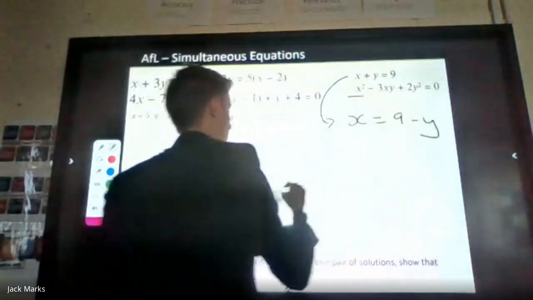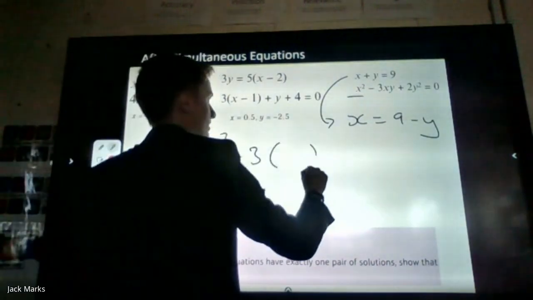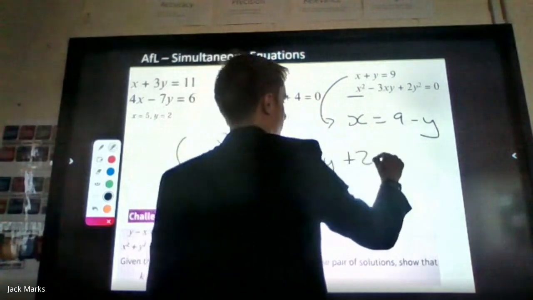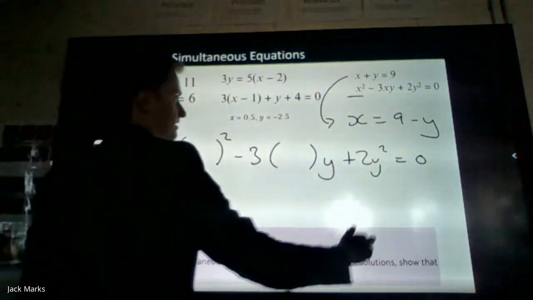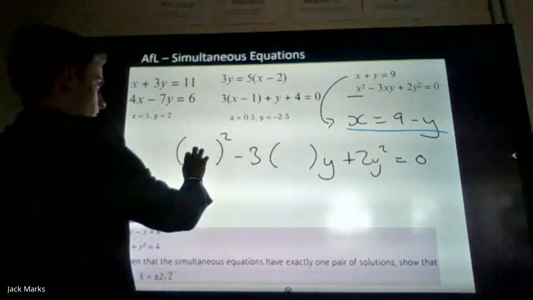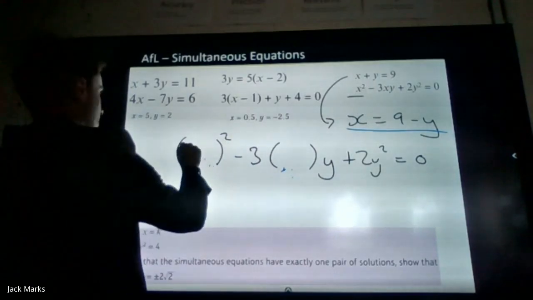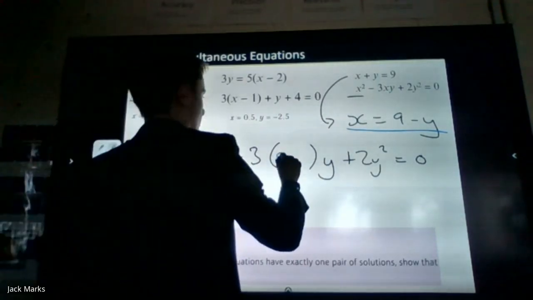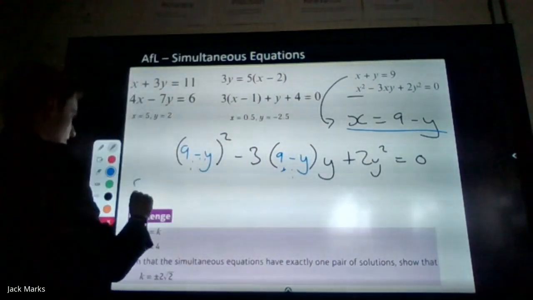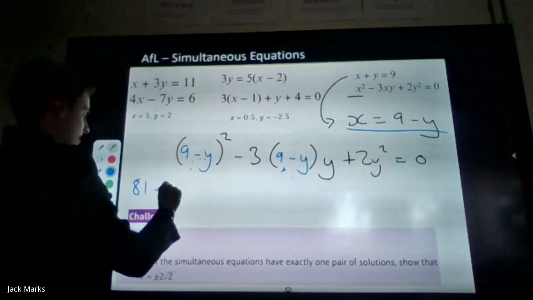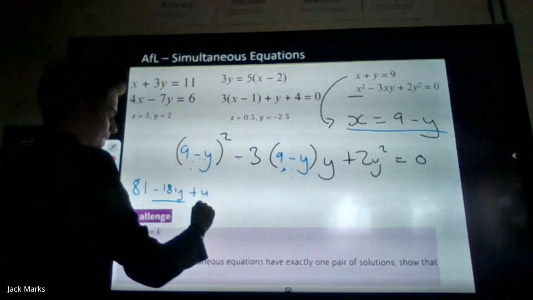And then let's rewrite this one. So x squared becomes bracket squared minus 3 bracket y plus 2y squared equals 0. Okay, I'm ready then to use this substitution for the x's. So what was 9 minus y? 9 minus y. Okay, cleaning up this one over here, we're going to get 81 minus 18y, don't forget this one here, plus y squared.